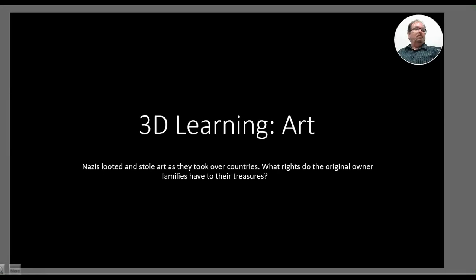Welcome to 3D Learning. The topic is art. This is video 3. The Nazis looted. The University of Oklahoma owns it right now, and they are being challenged. So the question is, who owns the painting?